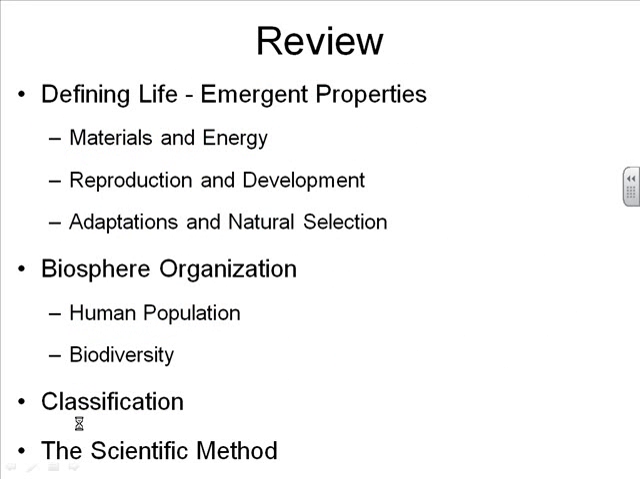So let's review this chapter. We defined life and talked about the emergent properties, the properties that only appear as each level becomes more complex, more complex, more complex. We looked at the characteristics a living thing should exhibit. They should be organized. They should be able to acquire their own materials, get their food, create energy. They should reproduce and develop. They should be able to adapt, and natural selection will play a role in that.